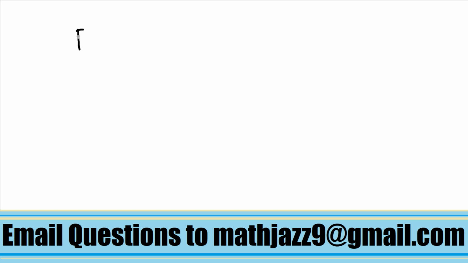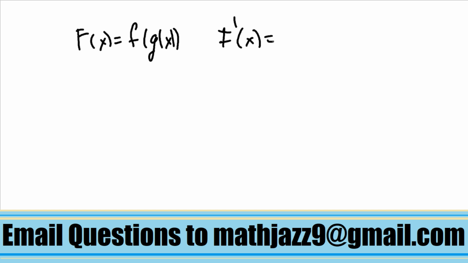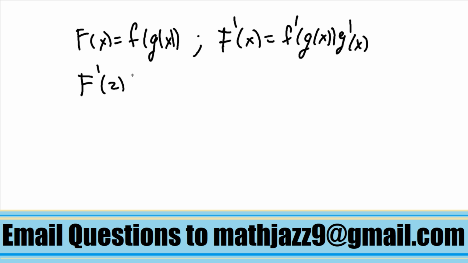So capital F was equal to little f of little g of x. That means that capital F prime of x is equal to little f prime of g of x times g prime of x, like this. But that means now that we're asked to find capital F prime of 2, that's going to equal f prime of g of 2 times g prime of 2.